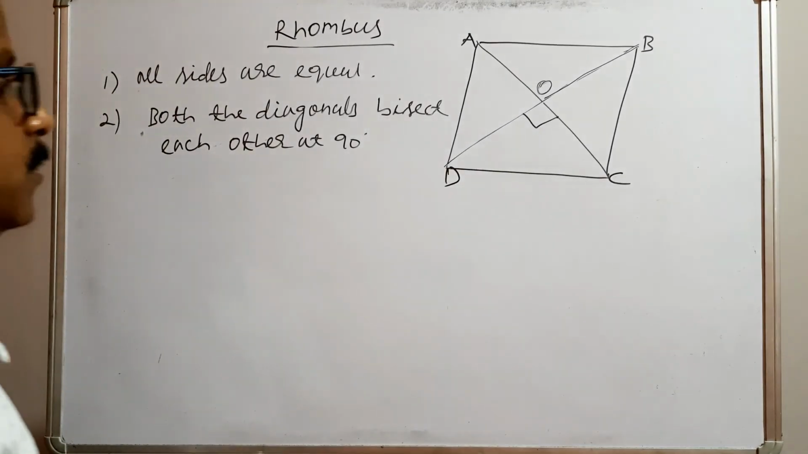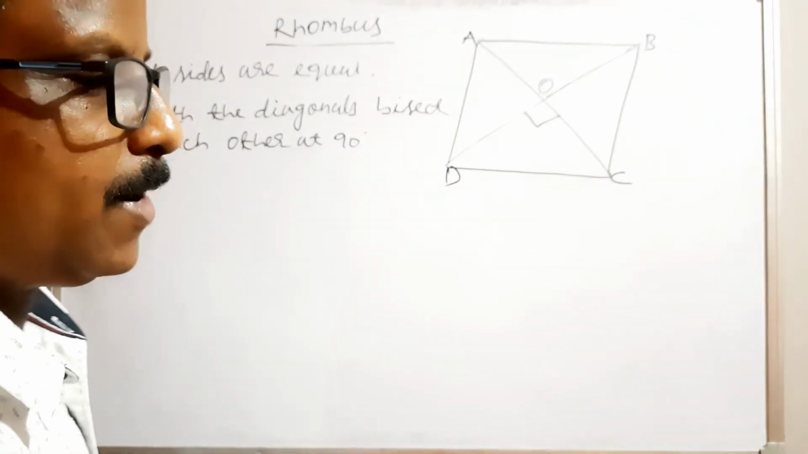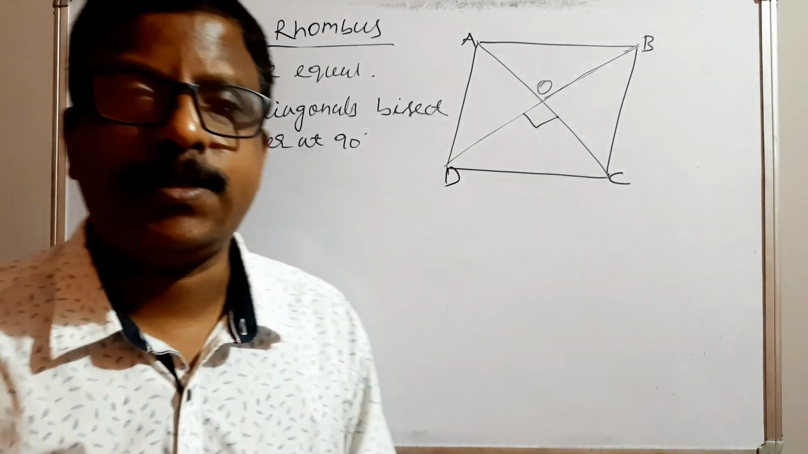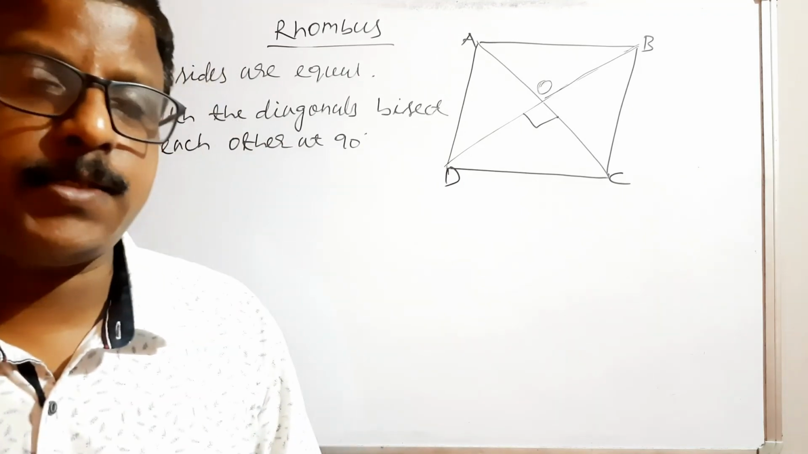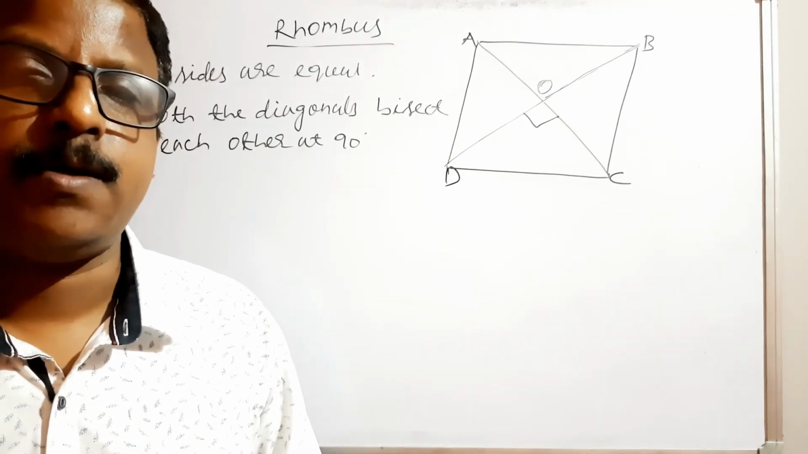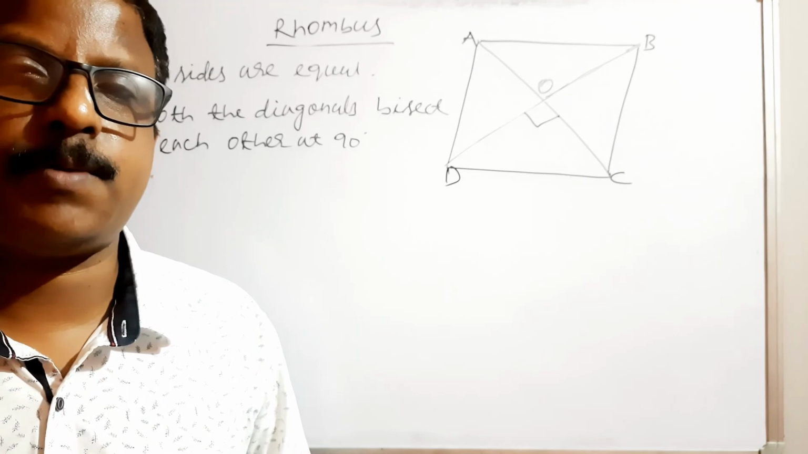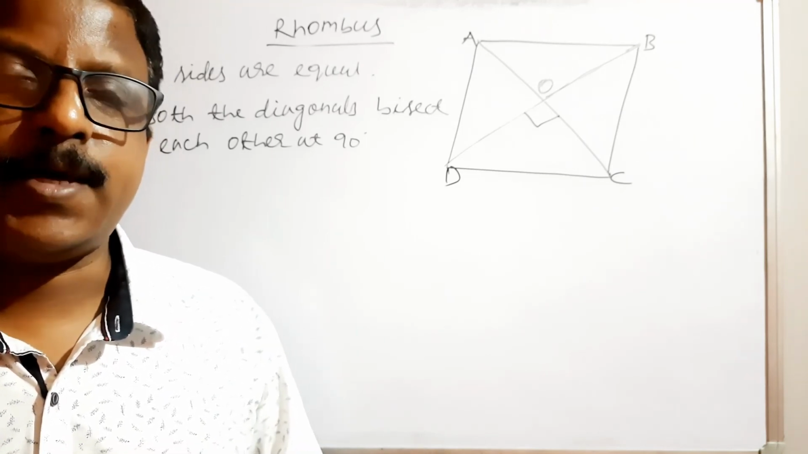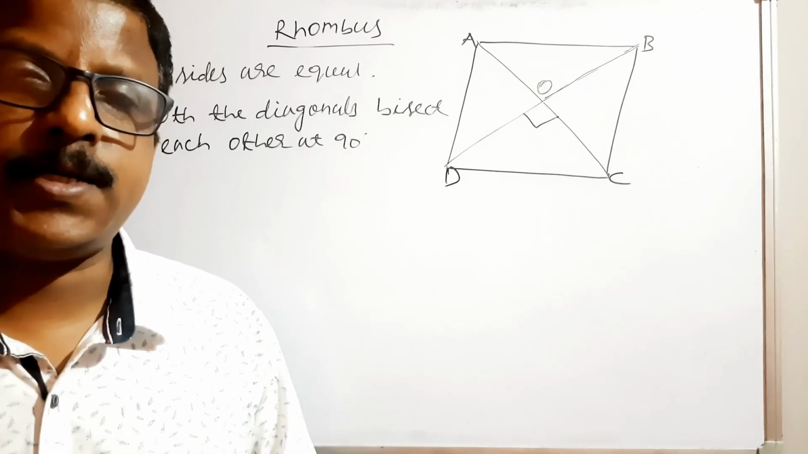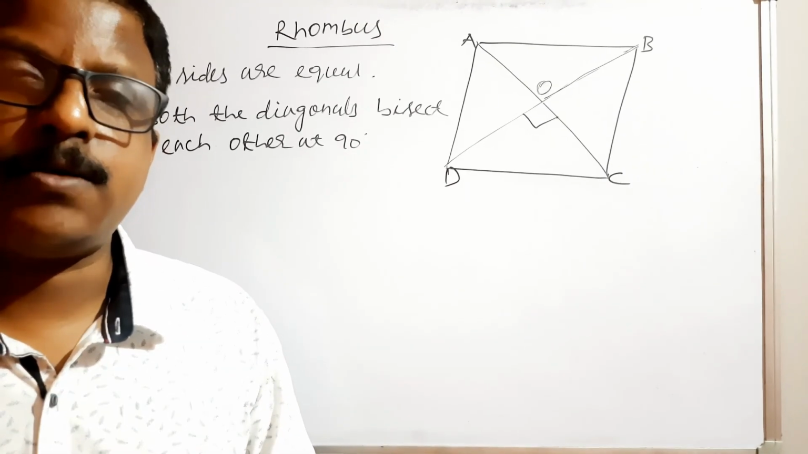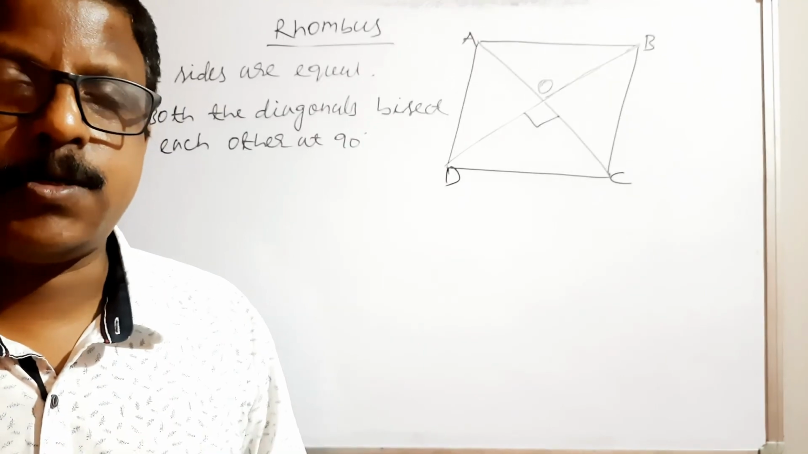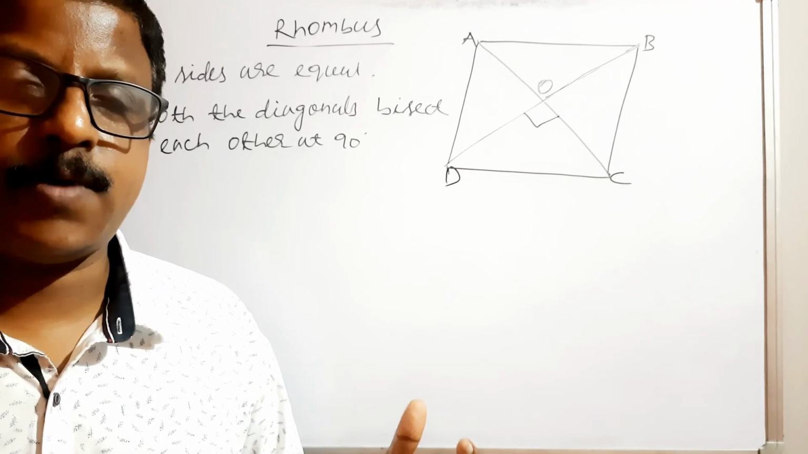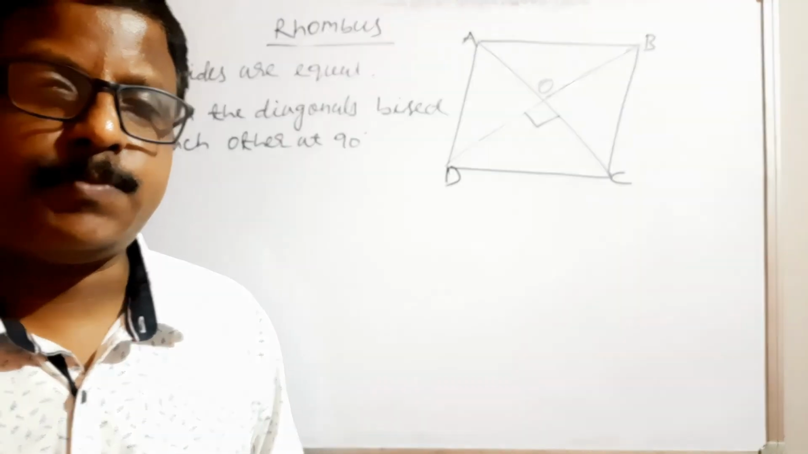So clear about these four quadrilaterals. First is the parallelogram, then rectangle, then square, then rhombus. The properties of these four quadrilaterals are the most important. Maximum places you have to use these properties. If you remember the parallelogram properties, then most other quadrilaterals have the same properties, with one or two properties extra. So understood this much about the different types of quadrilaterals and their properties in this video.